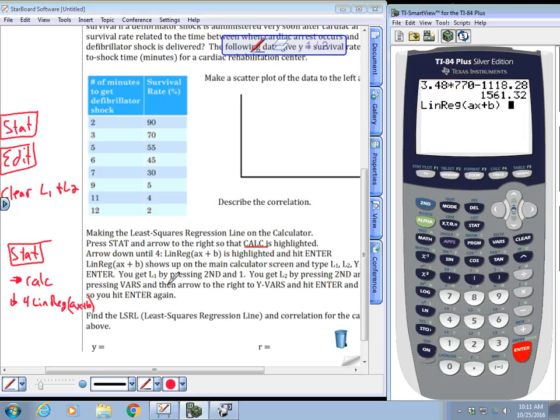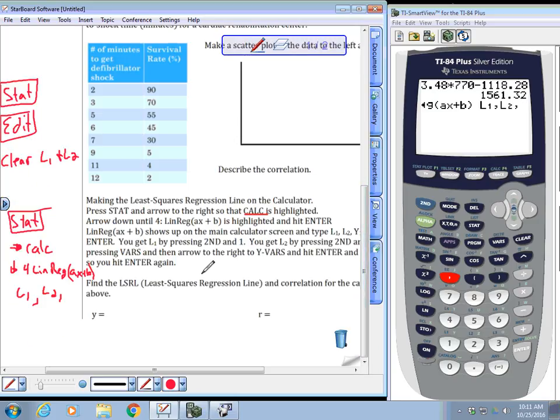And then we're going to enter in L1 and L2. We're going to hit second and L1, and then don't forget the comma, and then second, L2, and a comma. So L1, comma, L2, comma. And then we will enter in our information for the Y value. We want it to be Y equals, using L1 for my X values, L2 for my Y values. And that will create the slope as well as the Y-intercept.